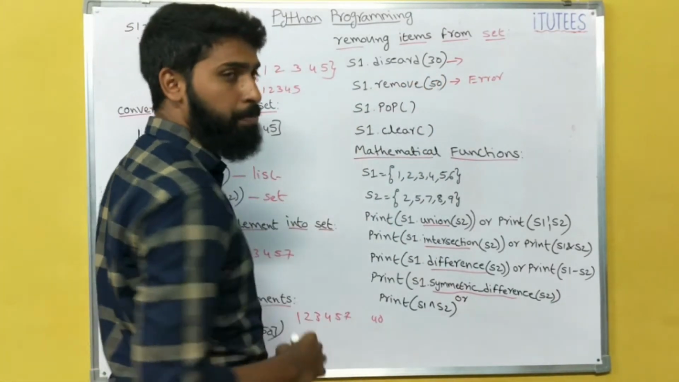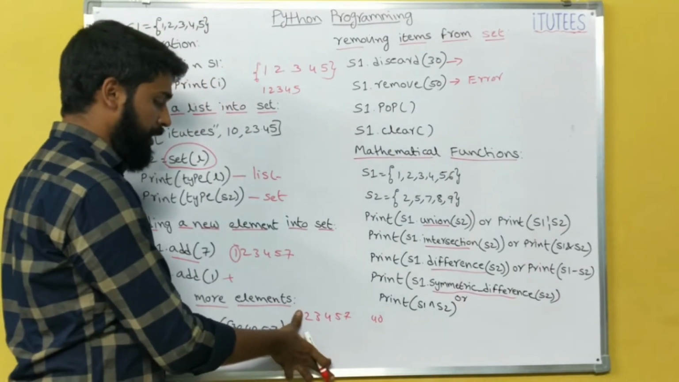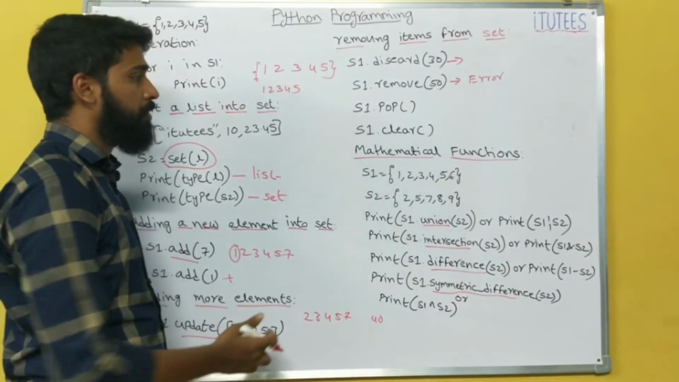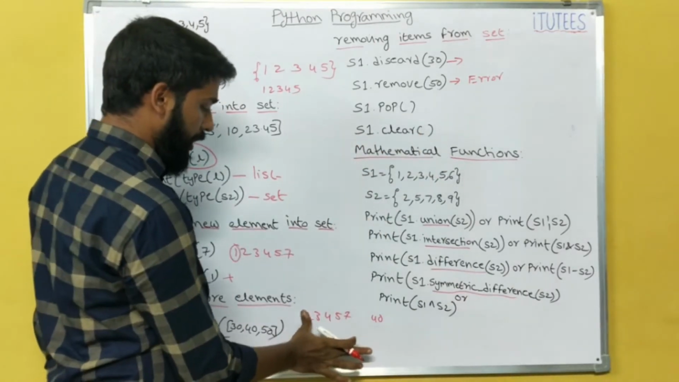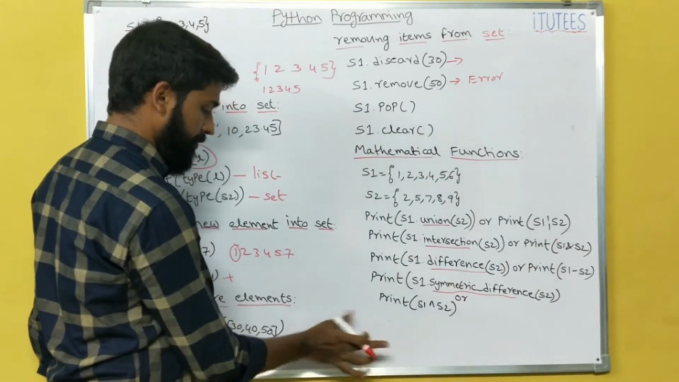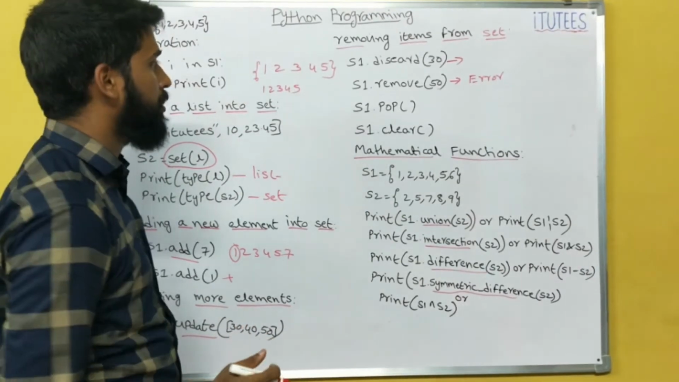S1.pop means the first element is deleted. S1.clear means all the elements are removed.